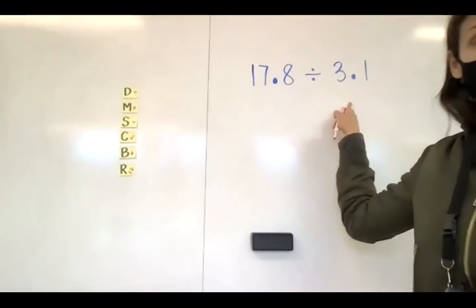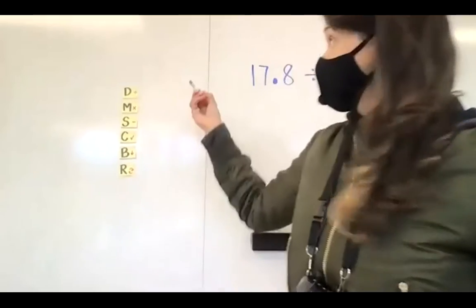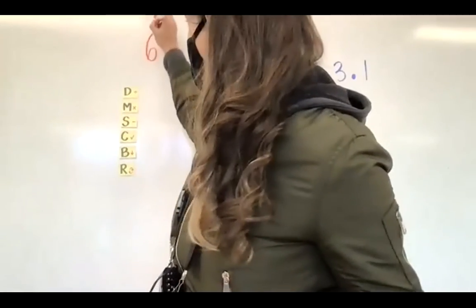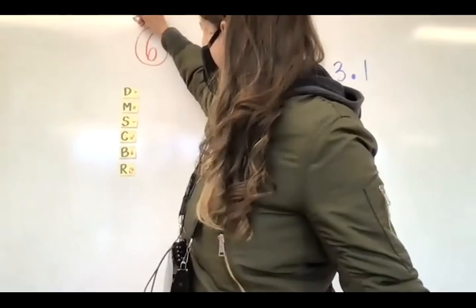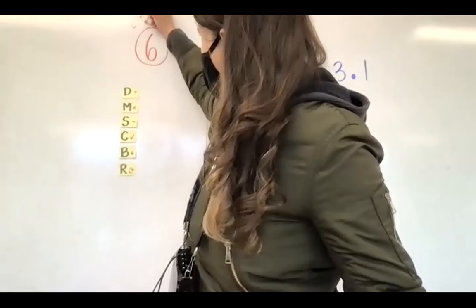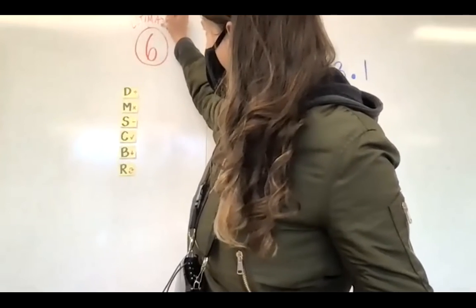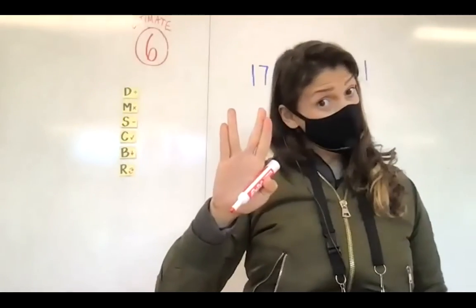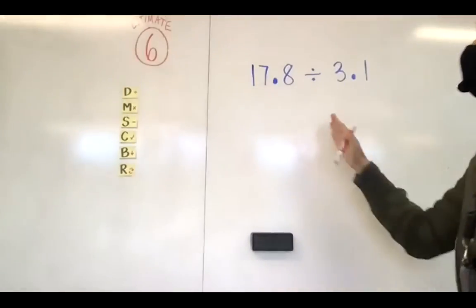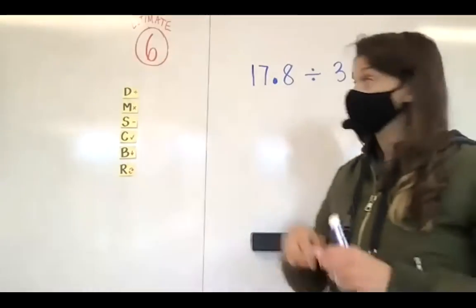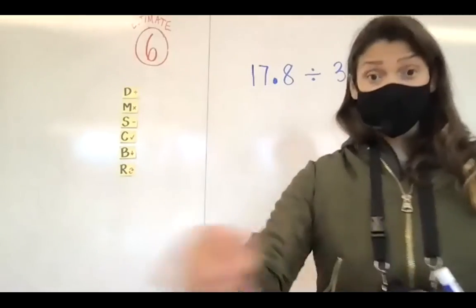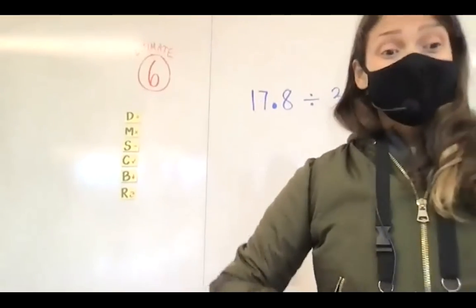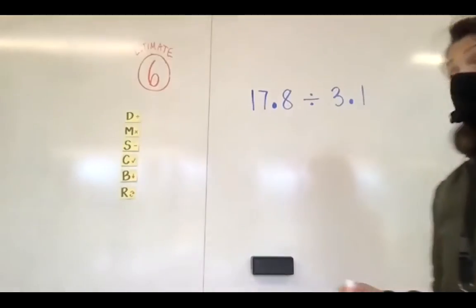18 and 3. Good. 18 divided by 3 is 6. So I'm going to just keep that in my head, my estimate, because later on I'm going to check for reasonableness. We're going to see if our answer is logical, right? So our answer should be around 6. Yes?